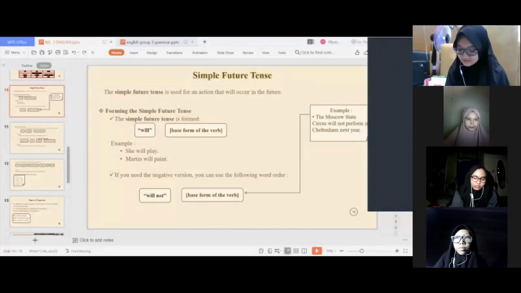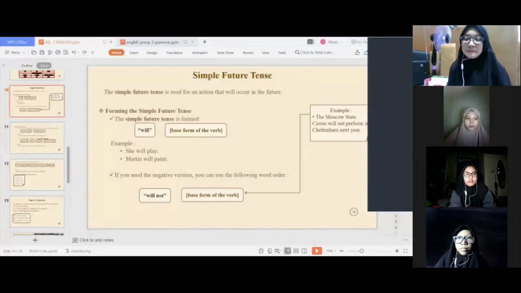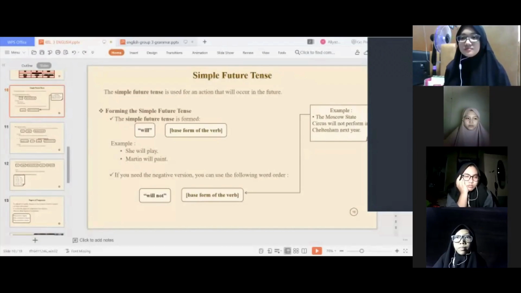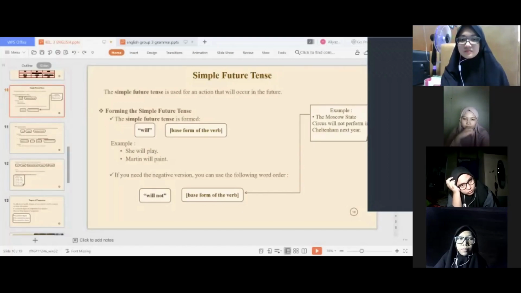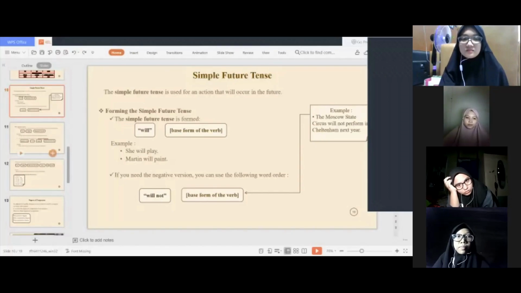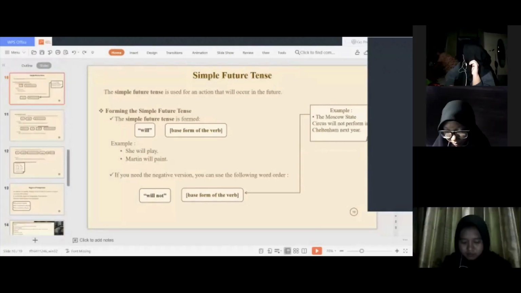First, the simple future tense is formed with will plus the base form of the verb. For example, she will play and Martin will come. Next, if you need the negative version, you can use will not plus the base form of the verb. For example, the Moscow State Circus will not perform next year.